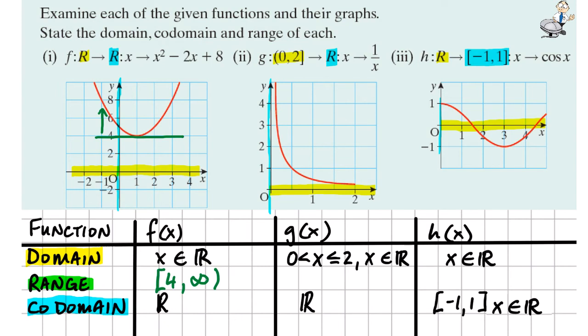Now, if we look at the output values of function g, it seems to go up forever, but there is a limit downwards. It's certainly not going below the x-axis. But if we input the number 2, its largest input value, we see that half is actually the smallest output value. So this function seems to go from a half up to infinity. So it does include a half, and it goes up as far as infinity.